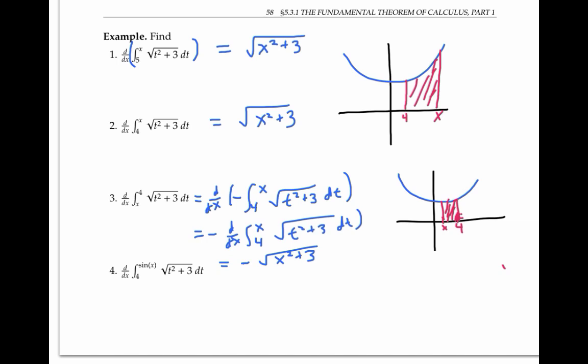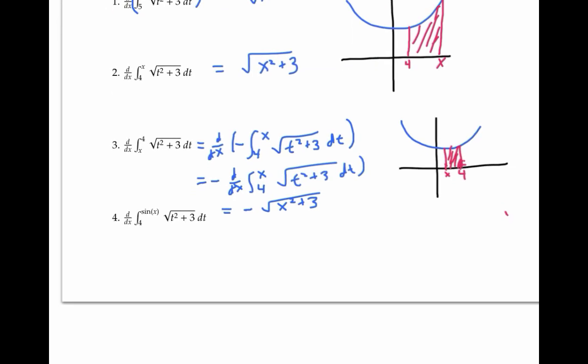This last example is more complicated because instead of just having x as our upper bound, we have a function of x, sine of x. We can think of sine of x as being the inside function and the accumulated area function as being an outside function and apply the chain rule. In general, the chain rule says that the derivative with respect to x of a function of u of x is the same thing as the derivative with respect to u of that function at u times the derivative of the inside function u of x with respect to x.